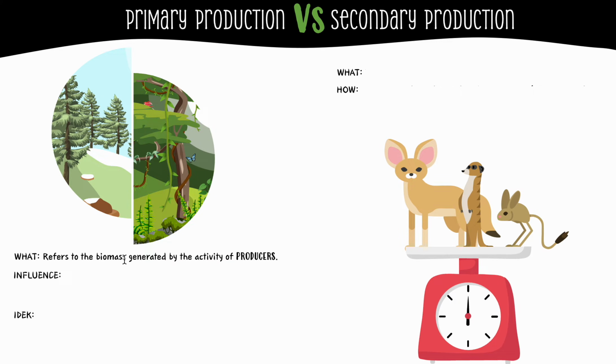The biomass, the mass, the weight of plants or producers generated as they thrive. As an example, this area will have a much higher primary production compared to this area because plants here will grow much faster and much more weight will be accumulated. Remember, biomass is the dry weight of a certain organism, so in this case, plants. So places with a lot of sunlight will have much higher primary production because the plants will thrive and their biomass will increase much faster compared to colder places with less sunlight.